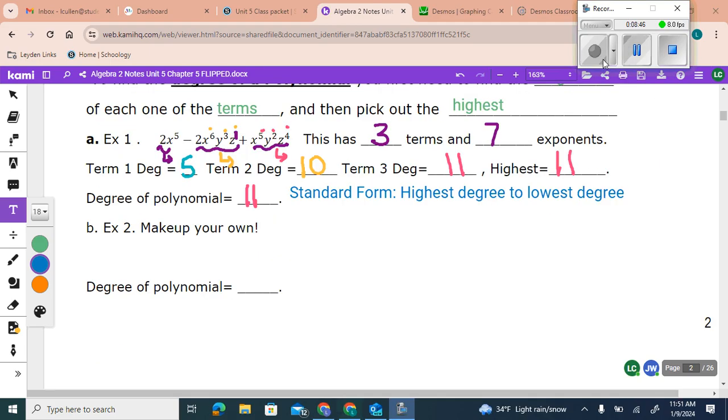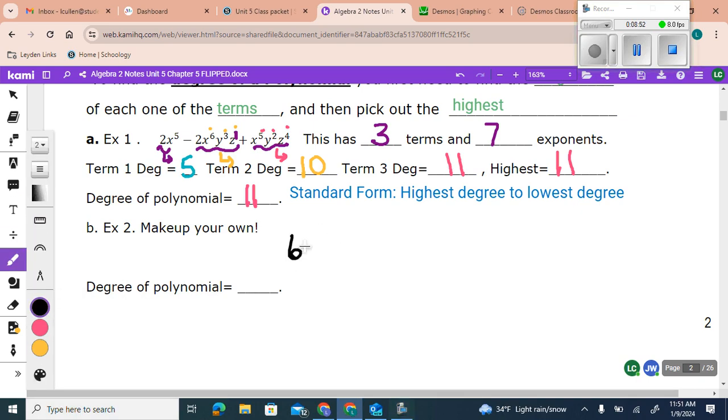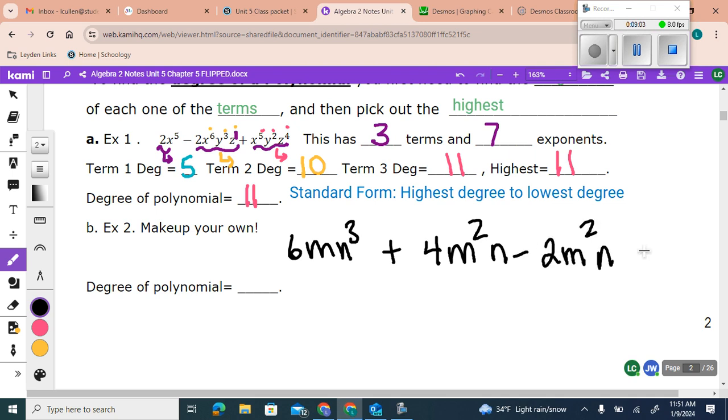Completely different, right? Obviously. I wrote, what did I write? I wrote 6m cubed plus 4m squared n minus 2m squared n plus n. I wrote a polynomial. You could have written whatever you want, right?